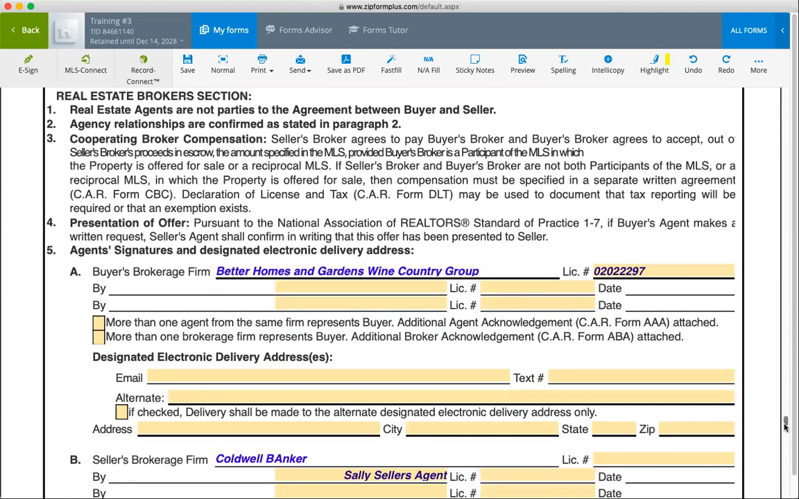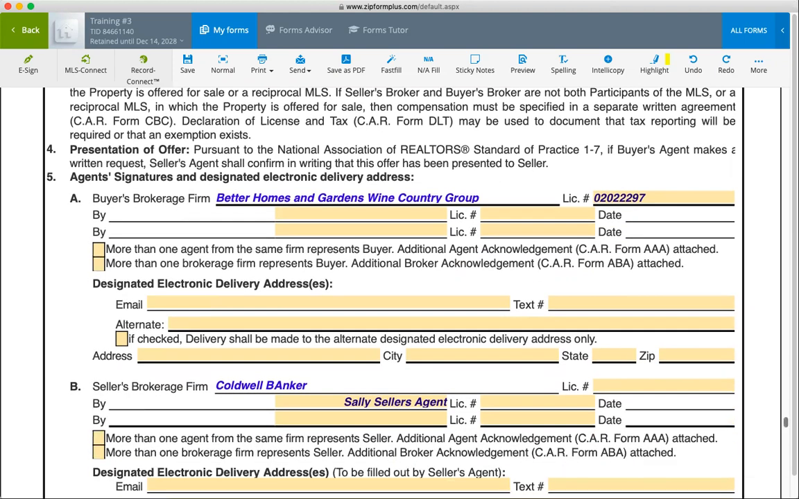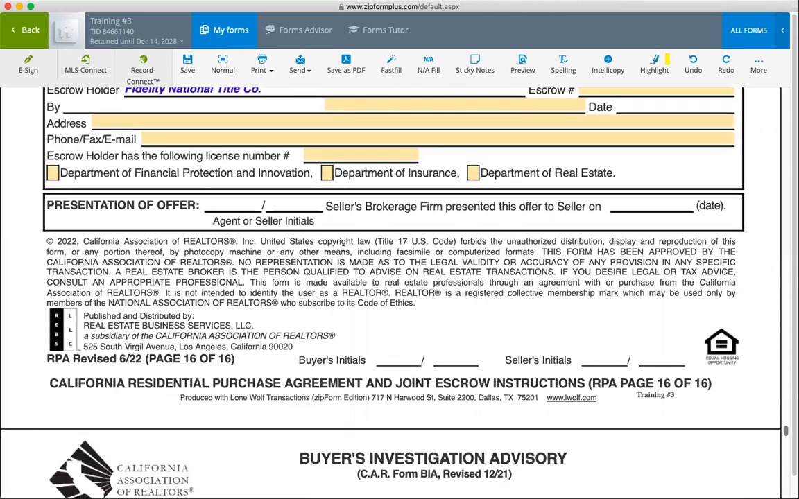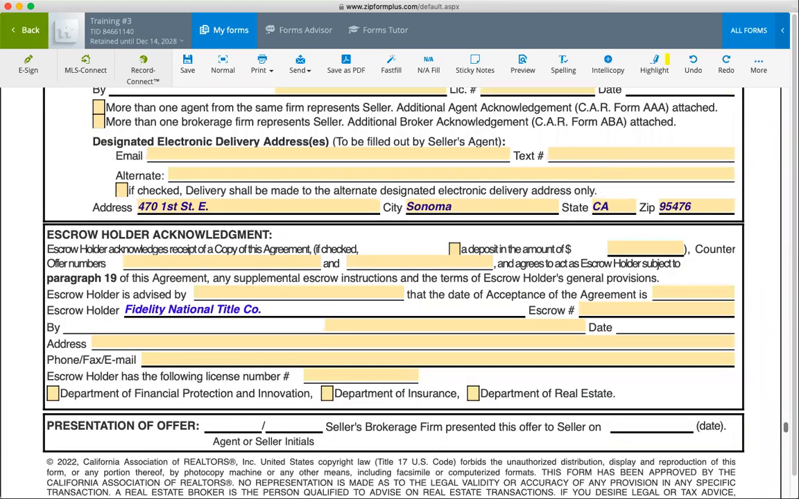And then this is the real estate brokers section. It'll automatically fill your information in when you have the information filled in above. It just says we are not parties to the agreement, but this is just for information only. It puts everybody's contact information, and the escrow company would acknowledge receipt of this. If all this escrow information is known, they would send it over.